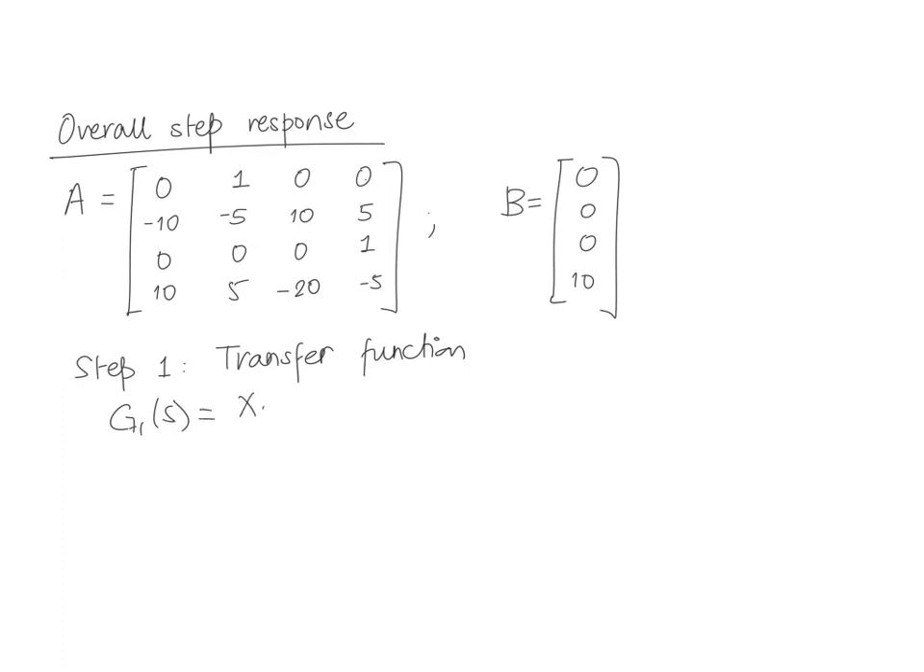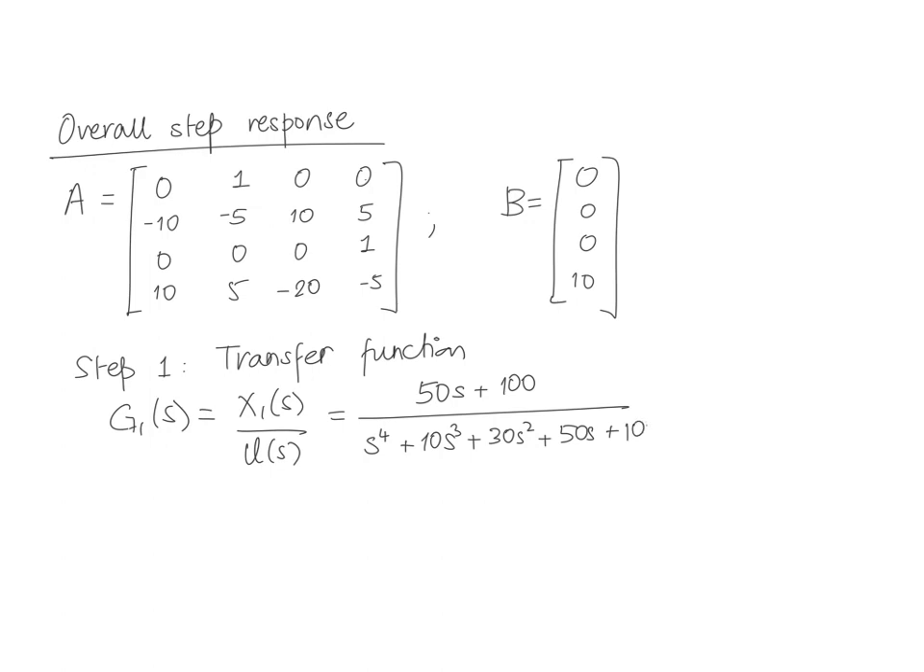So we had the transfer function of the first state from the single input. If you work this out, we did this with MATLAB, for these numbers it works out to around 50s plus 100 over s to the fourth plus 10s cubed plus 30s squared plus 50s plus 100. So that's what it works out to. I did this using MATLAB, I didn't calculate it by hand.